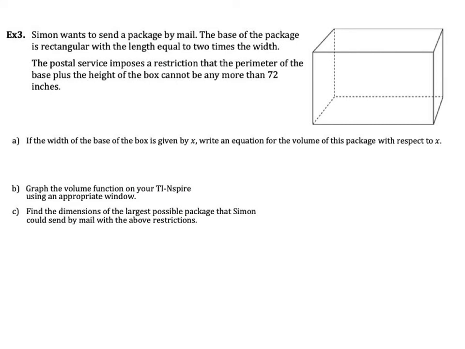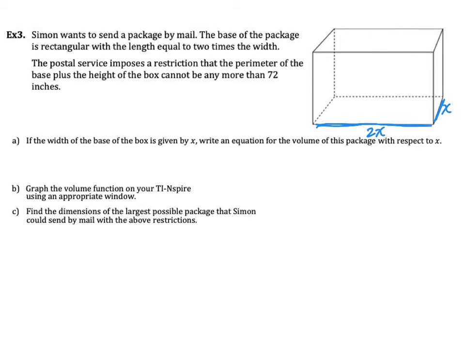Number 3, you should try this on your own, see if you can do it, otherwise we can do it together. So it says Simon wants to send a package by mail. The base of the package is rectangular with a length equal to 2 times its width. So clearly this is a shorter one. We can call this x is the width, so the length is 2x.